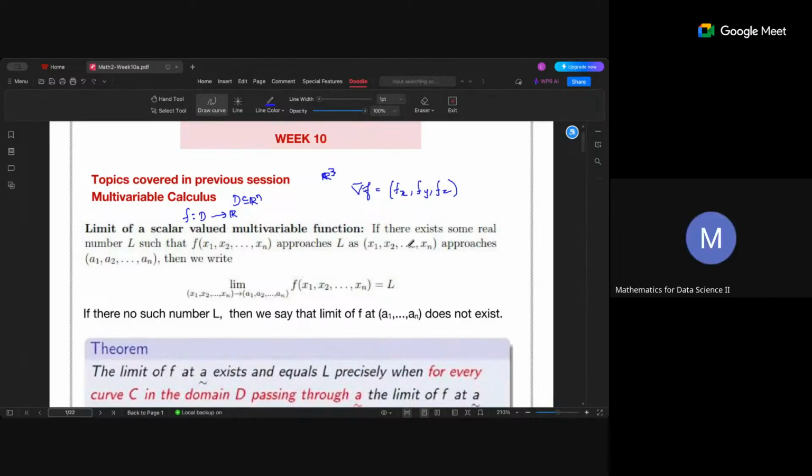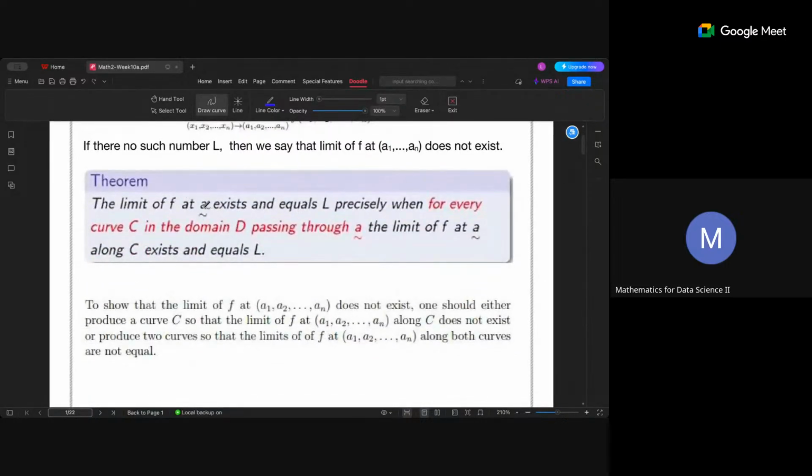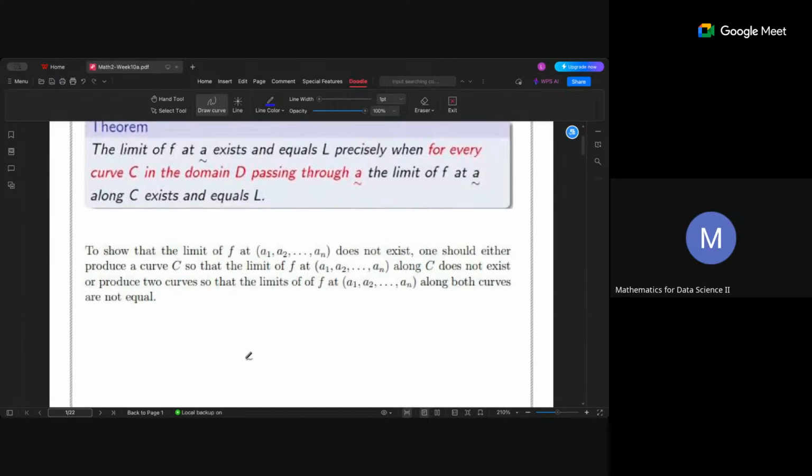Okay, so here you see that we have a function. Now this function approaches a limit L as x tends to this point A. Similar to a one variable function, limit as x goes to A of f of x is equal to L. Here you see that the limit of f at A tilde exists and equals L precisely when for every curve C in the domain D passing through A, the limit of f at A along C exists and equals L. I guess if you remember, we have seen that.